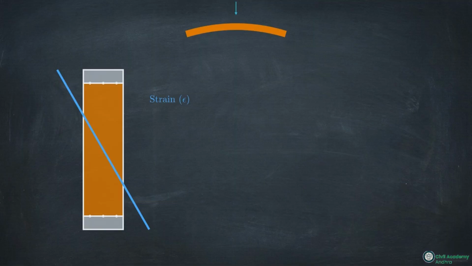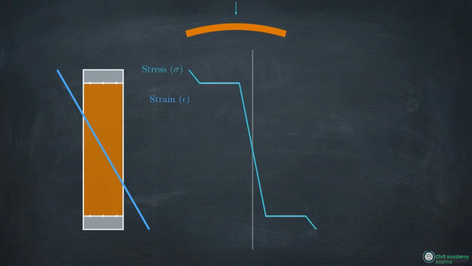While their strain is identical, their internal stresses are completely different. Because steel has a much higher Young's modulus, there is a massive discontinuity in the stress distribution exactly at the boundary where the wood meets the steel.